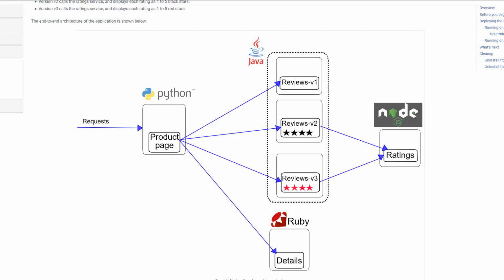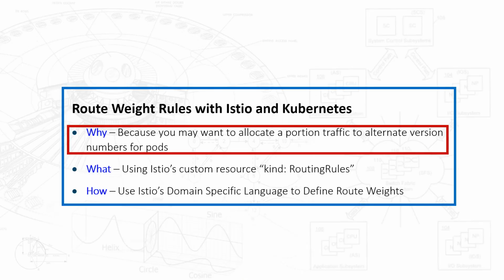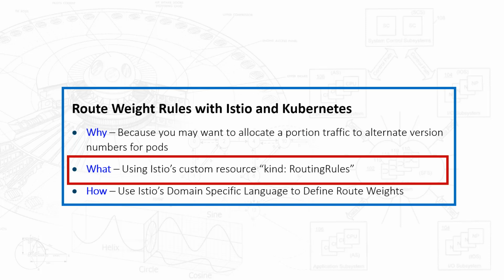Let's take a closer look. So let's quickly talk about the why, what, and how. The why is pretty simple. We may want to allocate traffic to a specific service version. How are we going to do that? Well, Istio invented a custom resource called routing rules. It's a domain-specific way to easily provision these routing rules in a declarative fashion. What we're going to be using is this custom resource created by Istio known as routing rules. That will be the kind.